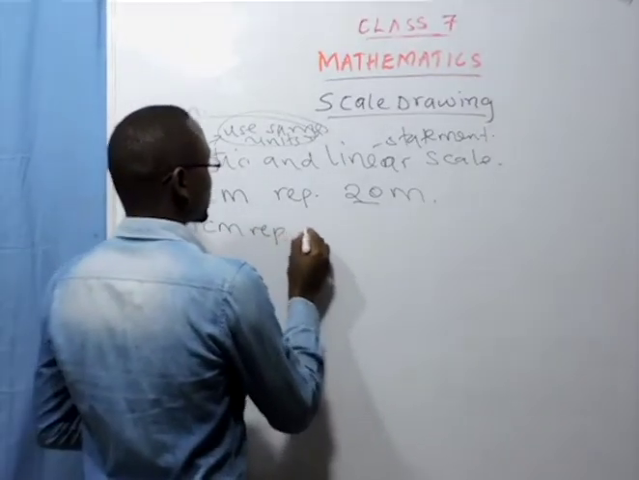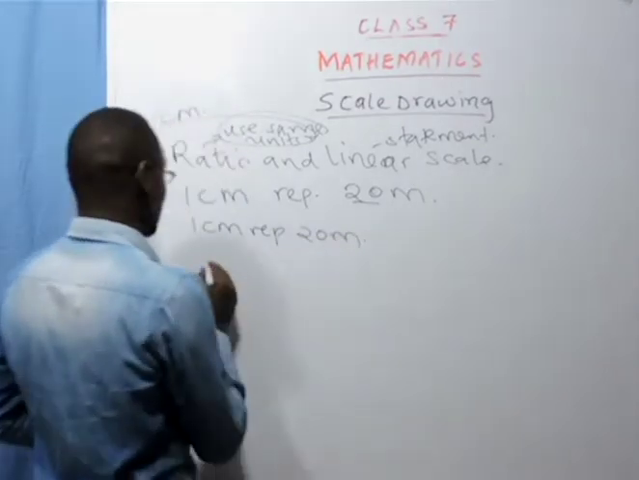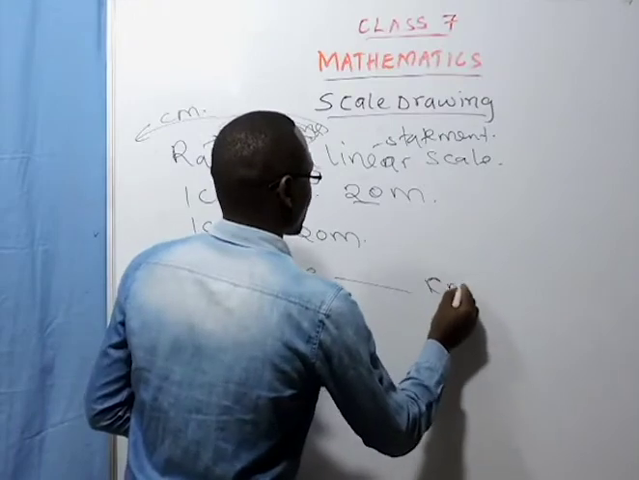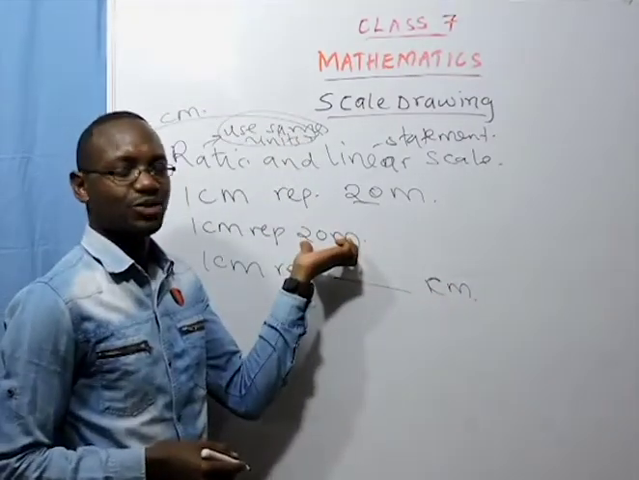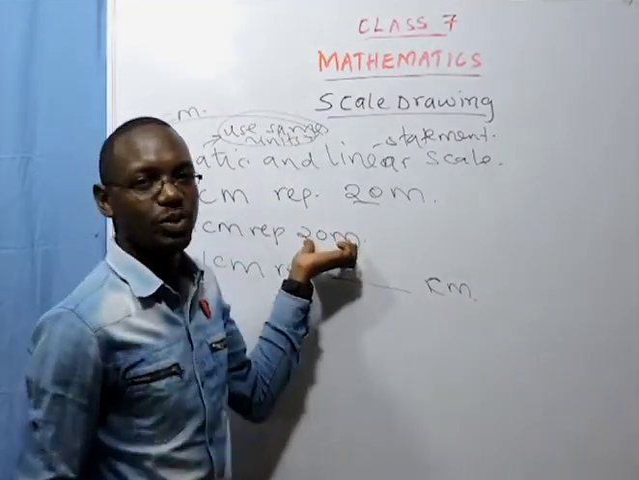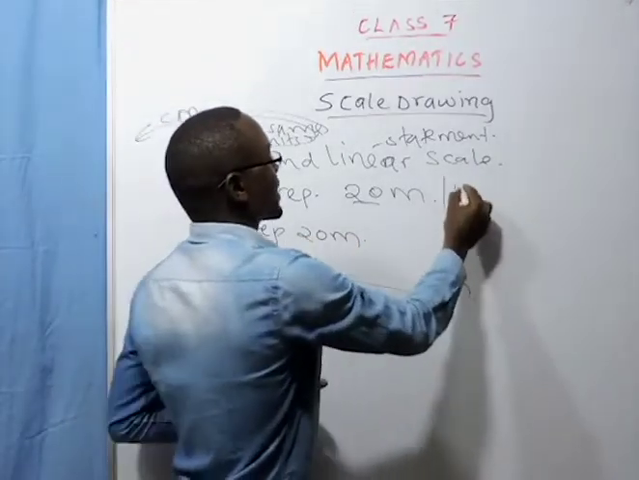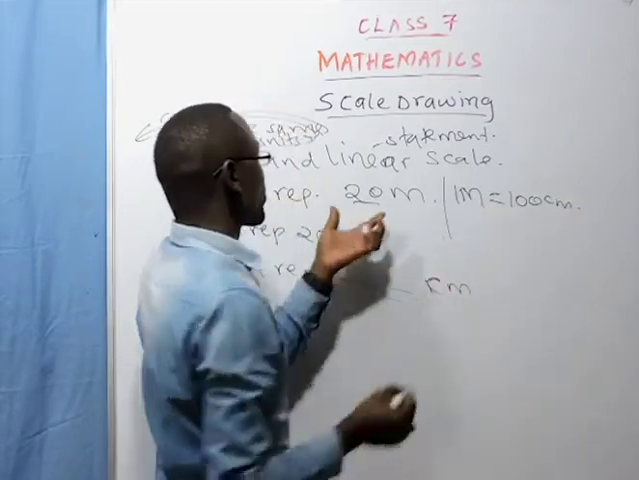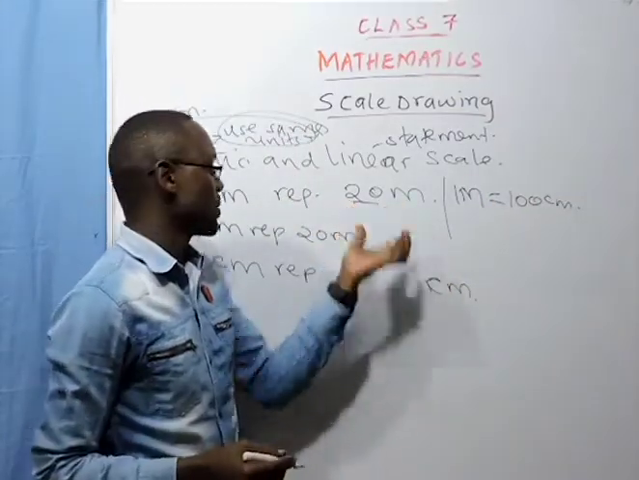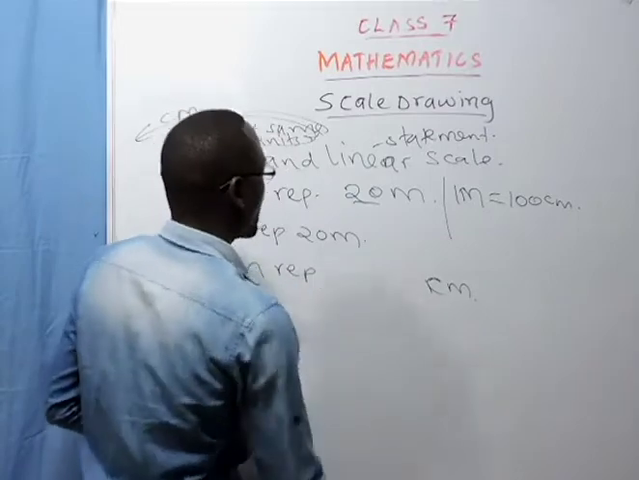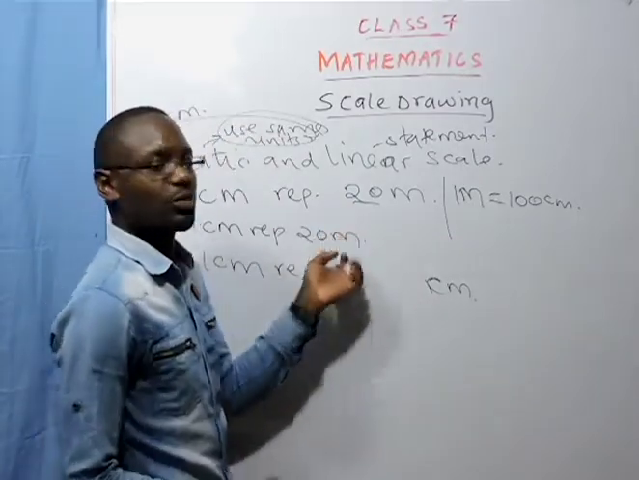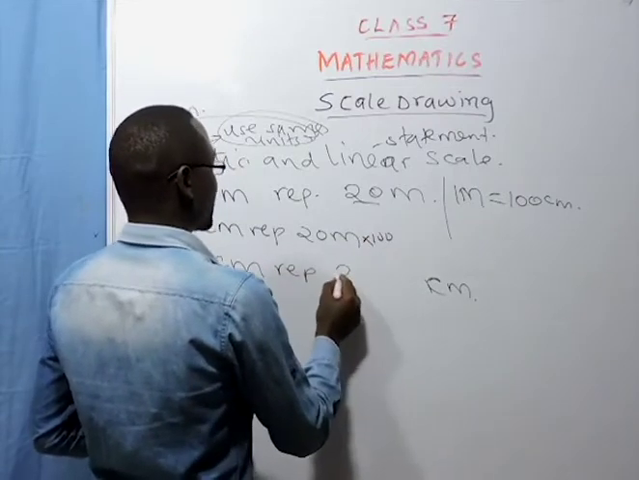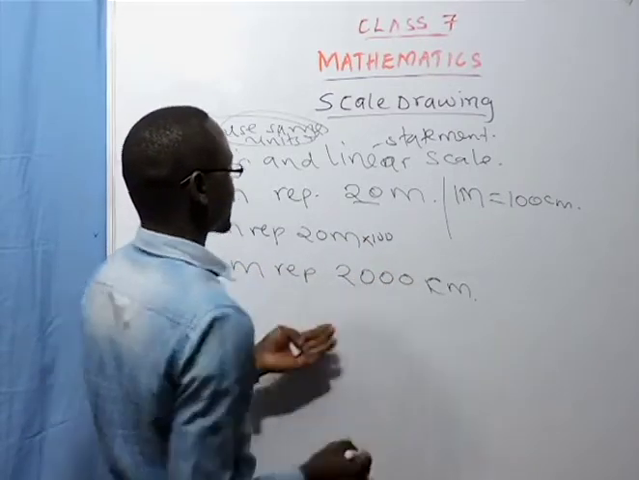1 centimeter represents 20 meters can be written as 1 centimeter represents dash centimeters. So we have to convert these meters to centimeters. What is the relationship between meters and centimeters? We say that 1 meter is equivalent to 100 centimeters. So convert these 20 meters to centimeters. How do we convert meters to centimeters? We multiply by 100. So this one will be 1 centimeter represents 2000 centimeters.